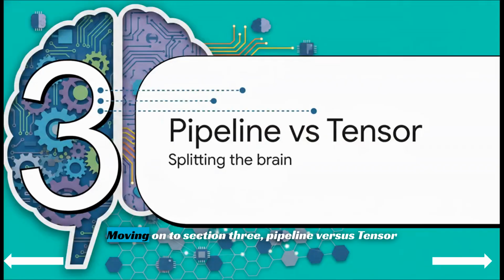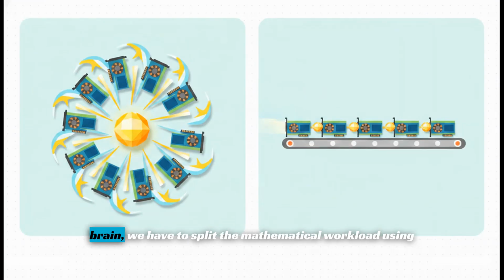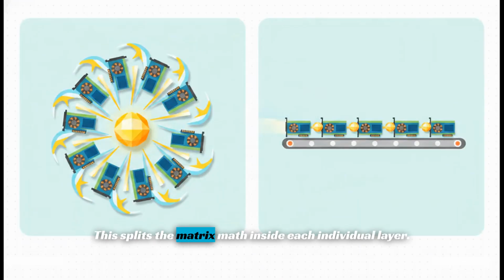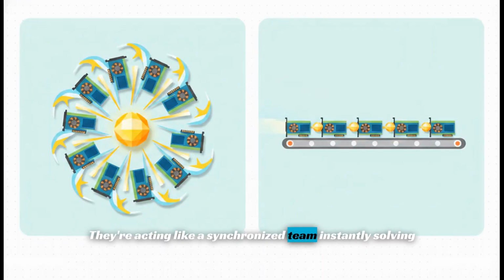No joke. Moving on to section 3, pipeline versus tensor parallelism. This is all about how we actually split the artificial brain. To make all these vastly different devices act as one cohesive brain, we have to split the mathematical workload using parallelism. And the contrast between the two main approaches here is absolutely fascinating. On the left, we have tensor parallelism. This splits the matrix math inside each individual layer. This means every GPU has to compute simultaneously. They're acting like a synchronized team, instantly solving fractions of a single equation together.